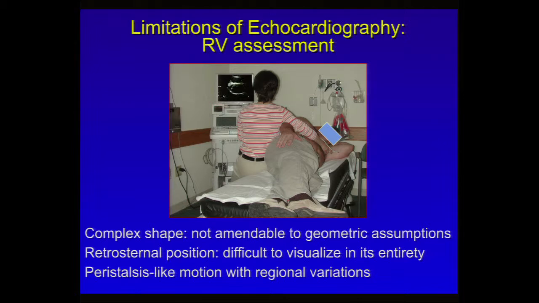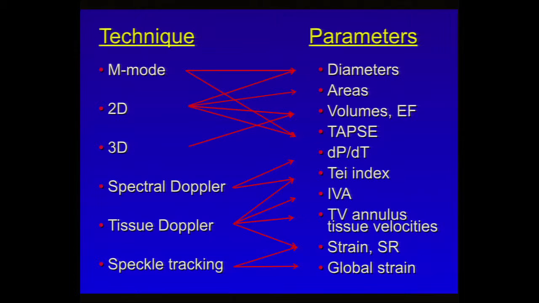And the right ventricle has this peristalsis-like motion with regional variations. So if you assess function at one part of the right ventricle, that doesn't mean that it correctly tells you the function of the other part.